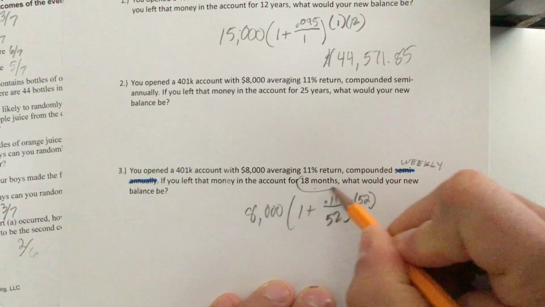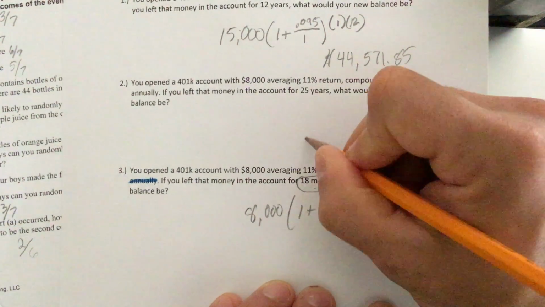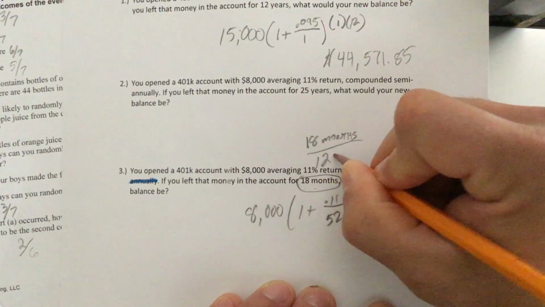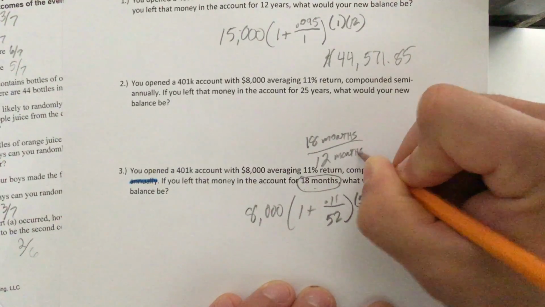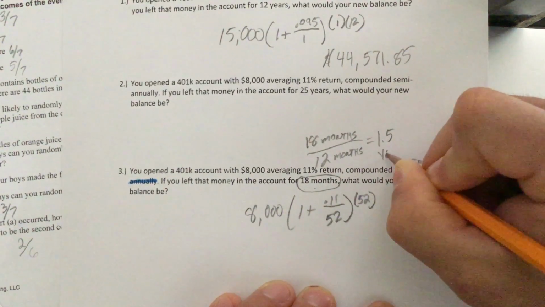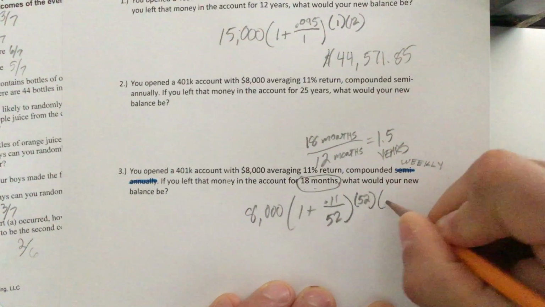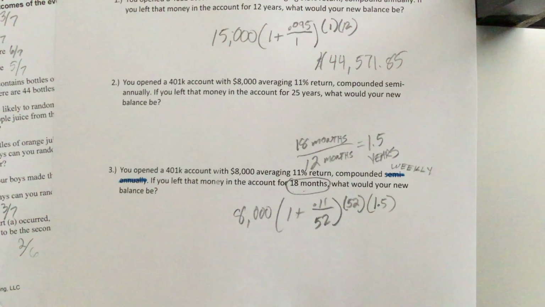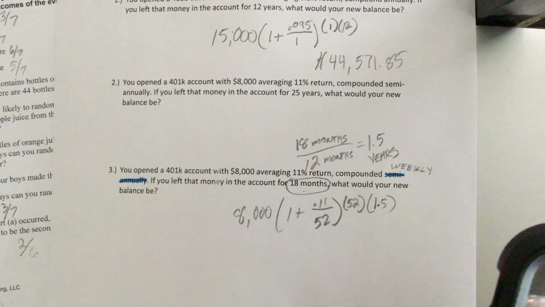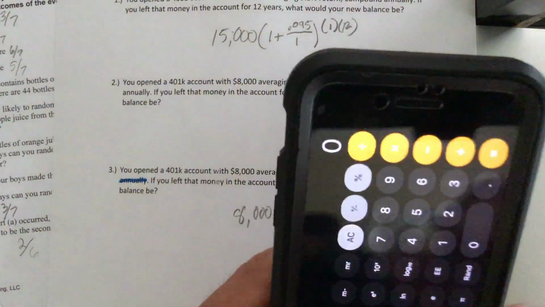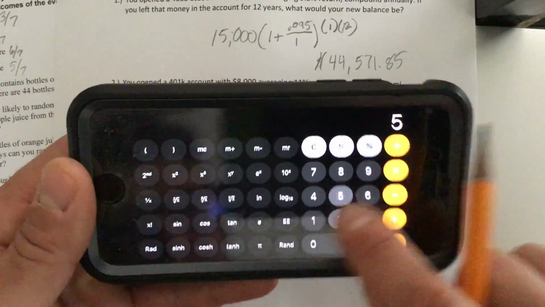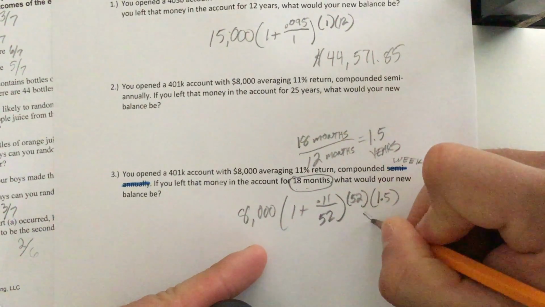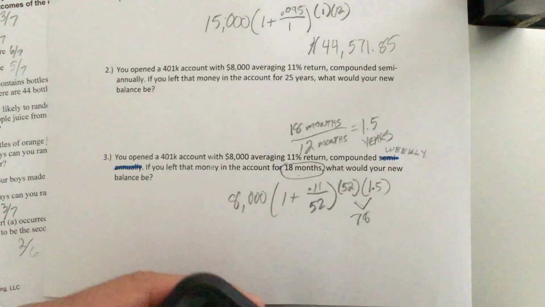Be very, very careful there. Time must be in years. So if we take that 18 months and we divide it by 12, if you're saying, why 12, old man? Because there's 12 months in a year, duh. That's 1.5 years. Okay, so here for my time value, 1.5. Okay, so before I get too far into the cell phone calculator things, you know what I'm going to do? I'm going to take my 52 times 1.5. That way I know what to type in. Oh, that gives me 78 for my exponent when I multiply those two together.